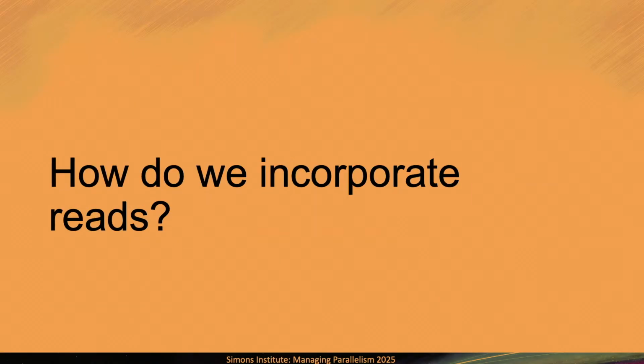Okay, so far, what I've talked about are updates on graphs. You have some updates on graphs, and you're maintaining some form of graph property after every update. So now the question is, how do we incorporate reads within these updates?